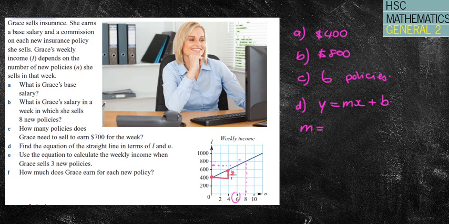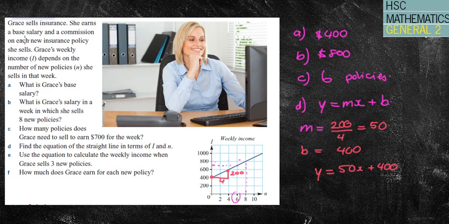400 to 600 means the rise is 200. And my run goes across by 4. So 200 divided by 4 equals 50. Now my b, my y-intercept, I've already spoken about. That's 400. So I'm going to plug that back in. Y equals 50x plus 400.